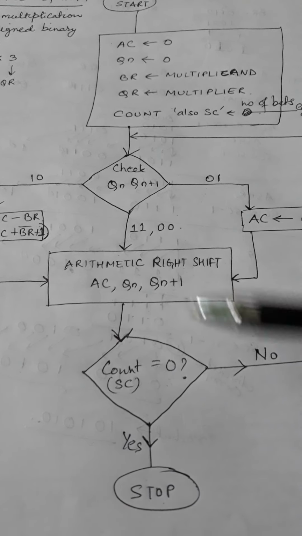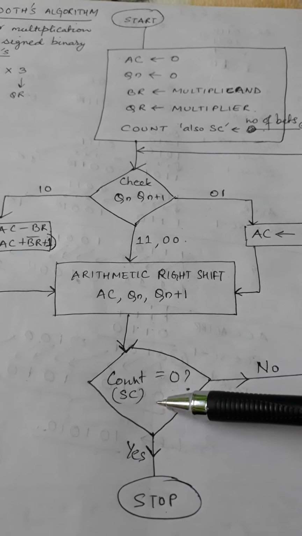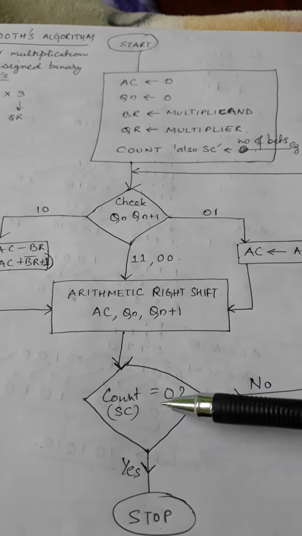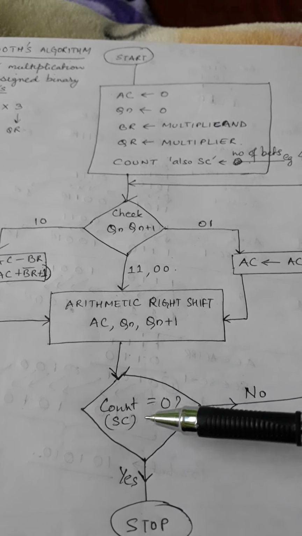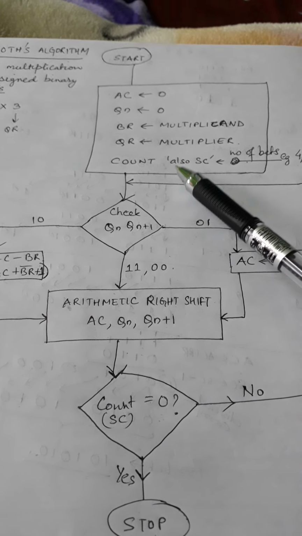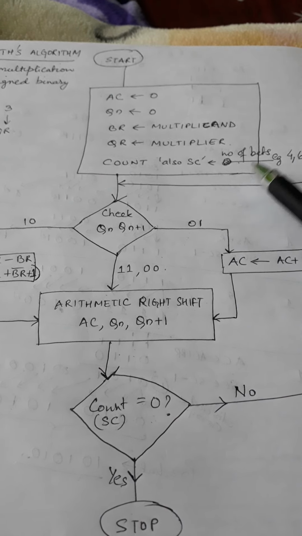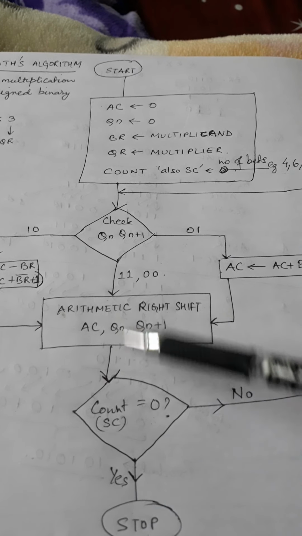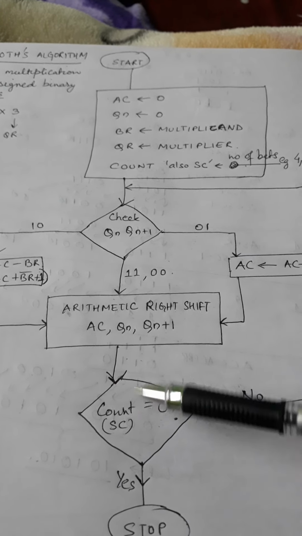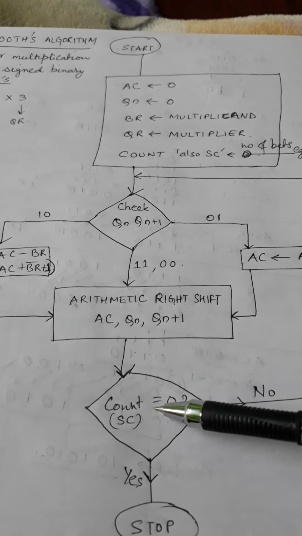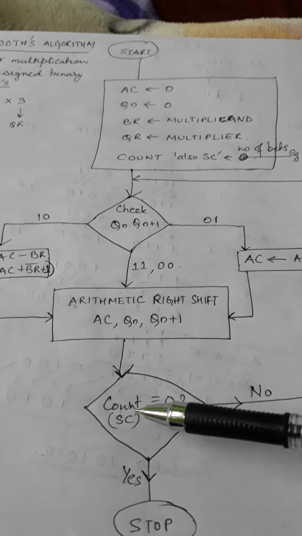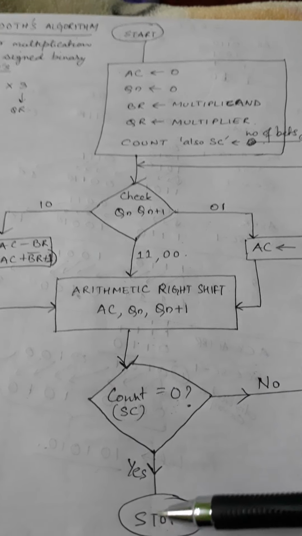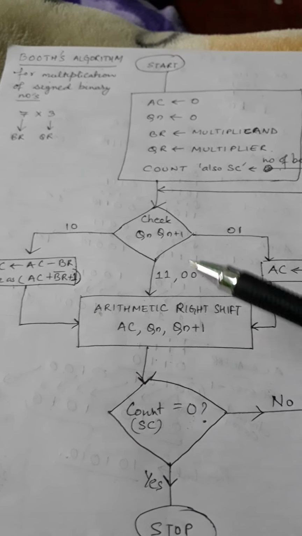Hello all, in the last video we reached this step where we have to check the value of count. This count will help us count the number of steps. In the start it will be assigned the value equal to the total number of bits, and with every step we have to decrement this value and carry out this process, and we have to stop when count becomes equal to 0. The moment count is equal to 0 means we are done with all the bits, and then we have to stop.